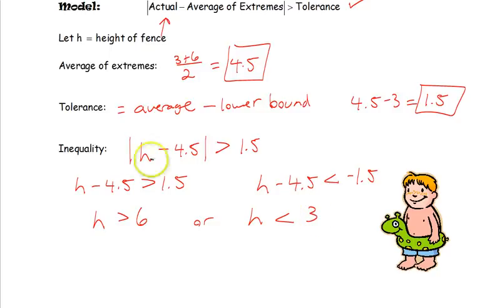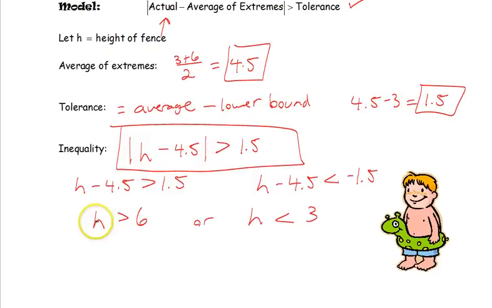So this was correct because it asked what does not meet the ordinance. Well, the ordinance says it has to be between 3 and 6. This is saying h is bigger than 6 or h is less than 3. So this inequality is correct. It shows us the values that do not meet the ordinance. Okay? If you have questions on that, we will talk about it on the next day, and we'll go and practice a couple more of these problems.